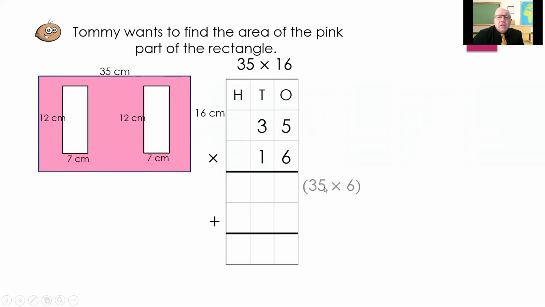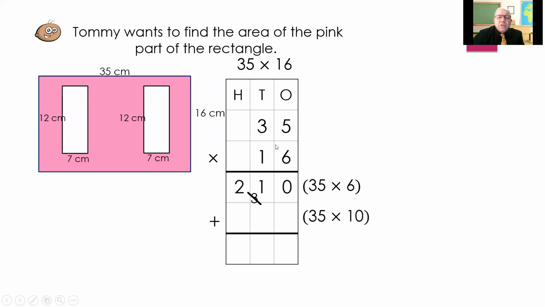35 times 16. We'll start by 35 times 6. So 6 times 5 is 30. We put our 0 into the ones, and we exchange. We bring our 3 tens across. And then we're going to do 6 times 3 tens. Well, 6 times 3 is 18, plus the 3 will be 21. So 6 times 35 is 210.